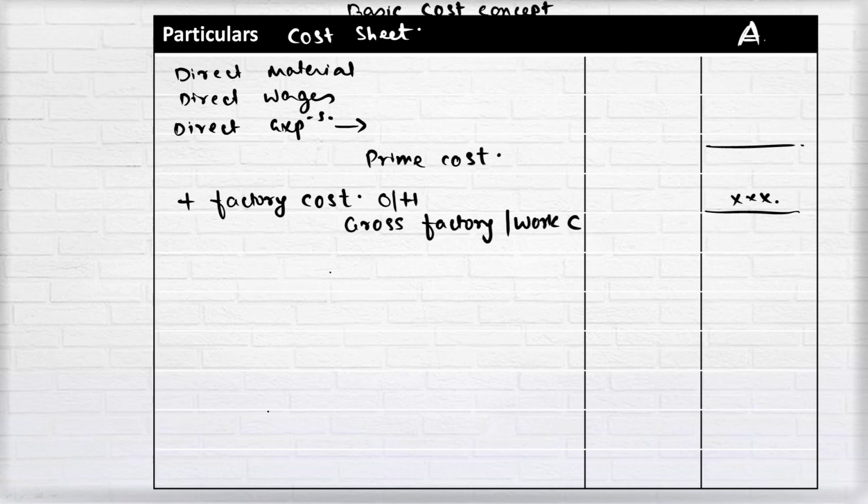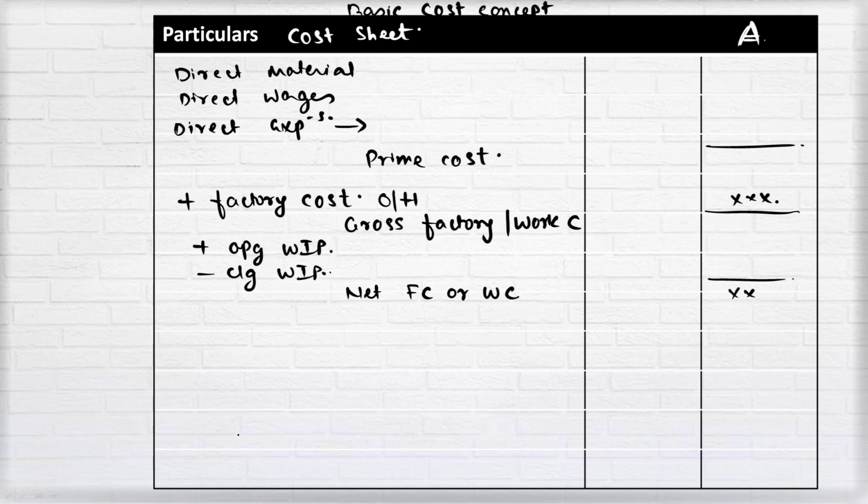Then we add opening WIP, we deduct closing WIP. Add opening WIP because now these are the products that we are going to manufacture. Minus closing WIP, these are the products which we are going to manufacture in next year. So let us deduct cost of this product in current year. So we deduct closing WIP, I get net factory cost or work cost. Is it alright?